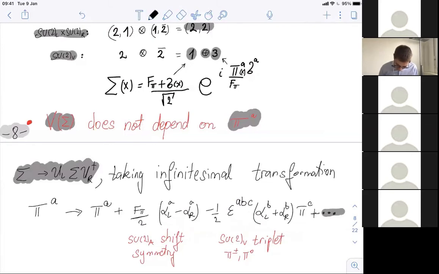Now, if I assume the opposite relation, namely that alpha L equals minus alpha R, then this piece is zero, but I have this term here. And here you see that the pion is shifted by some constant value. So these are the broken generators, and this is the SU(2) axial shift symmetry of the pion, which protects the pion from getting a mass.